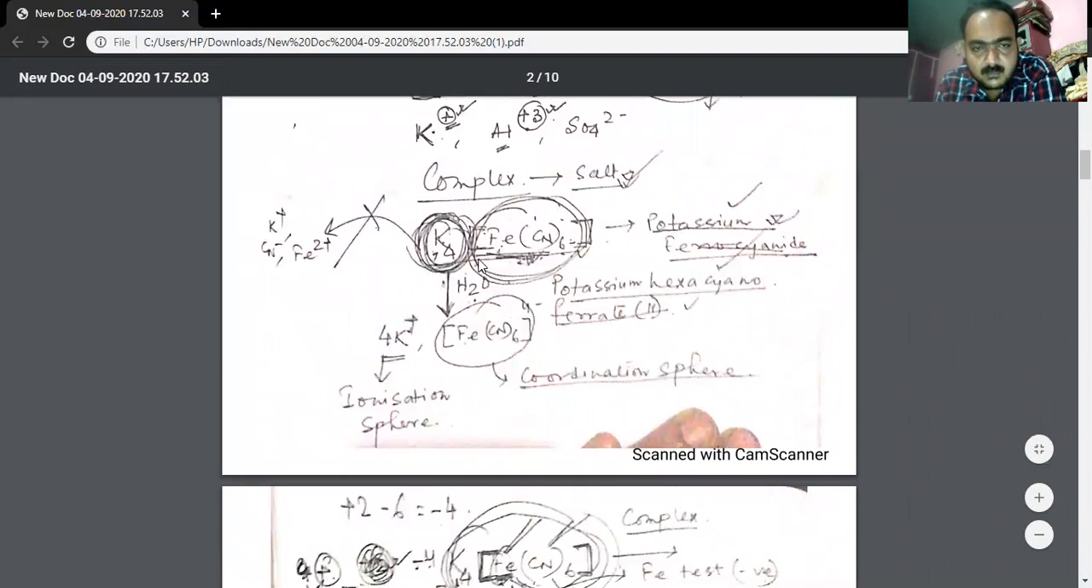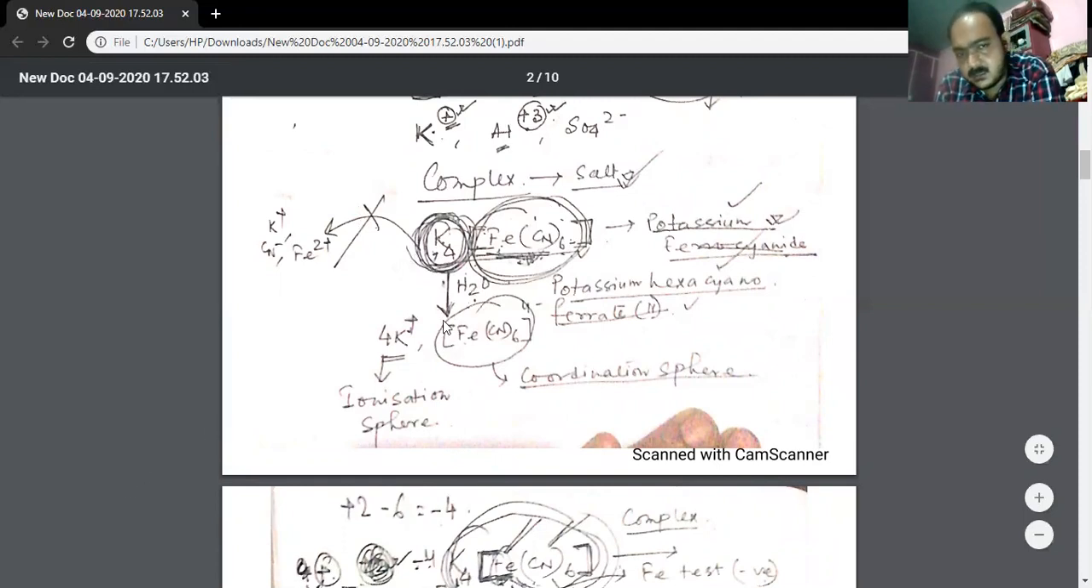As an example of complex salt, I have written K4[Fe(CN)6]. This is known as potassium ferrocyanide, or it is a pet name. The IUPAC name is potassium hexacyanoferrate. Now, in case of complex salt, there are two parts. First, we go through the definition of complex salts.